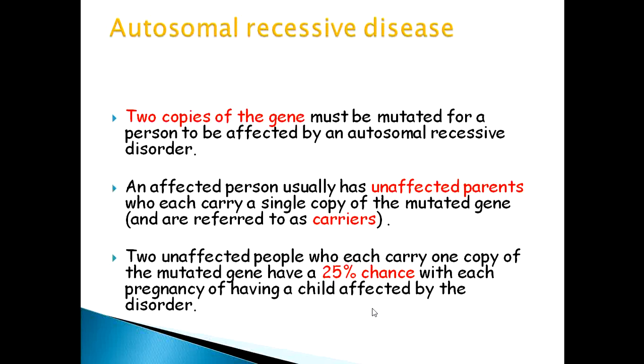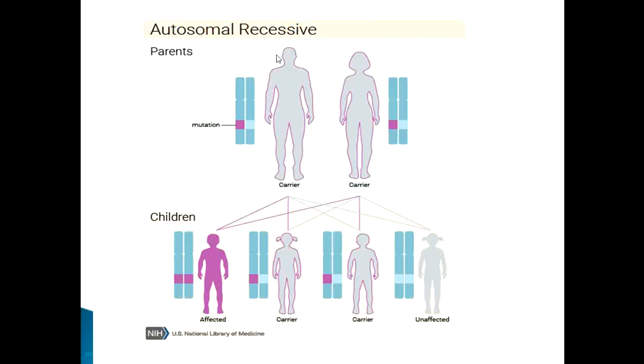Autosomal recessive disease: 2 copies of the gene must be mutated for a person to be affected by autosomal recessive disorders. They usually have unaffected parents who each carry a single copy of the mutated gene and are referred to as carriers. 2 unaffected people who each carry 1 copy of the mutated gene have a 25% chance with each pregnancy of having a child affected by the disorder. You can see both parents are carriers of the mutated gene, so they have 1 out of 4 children affected, and 2 of their children will be carriers.